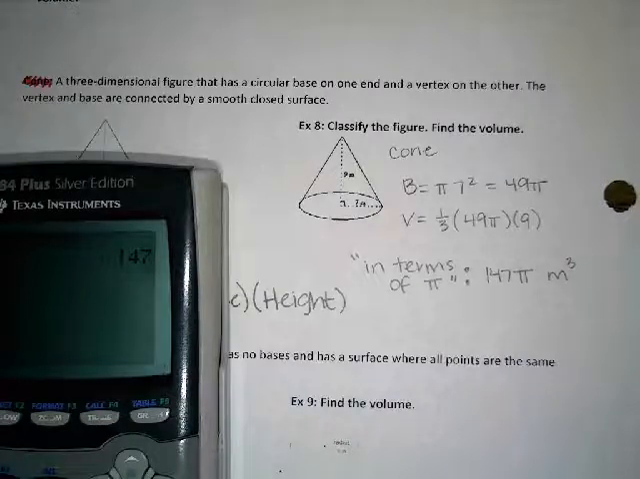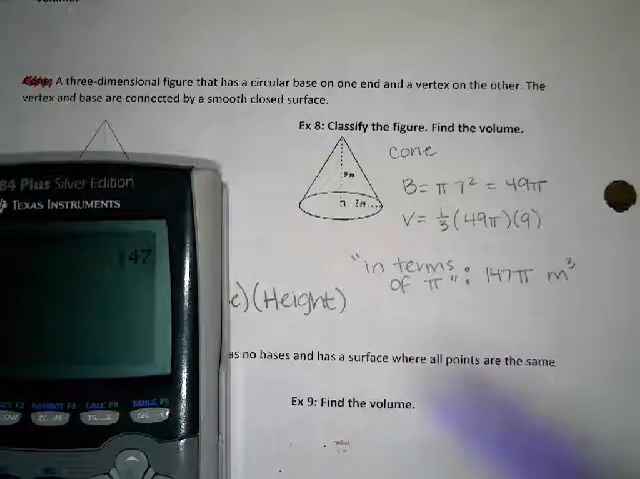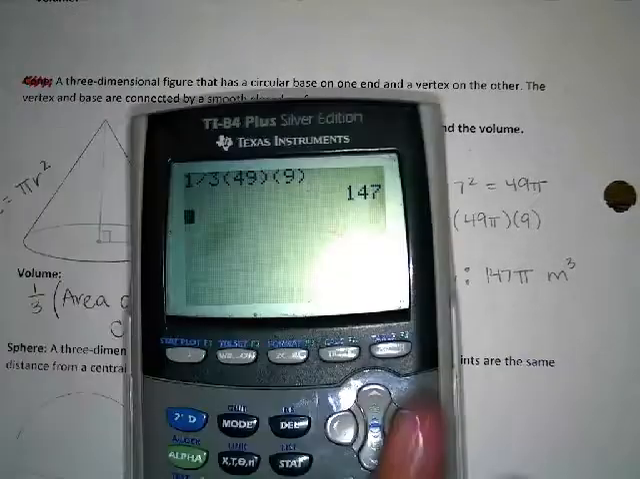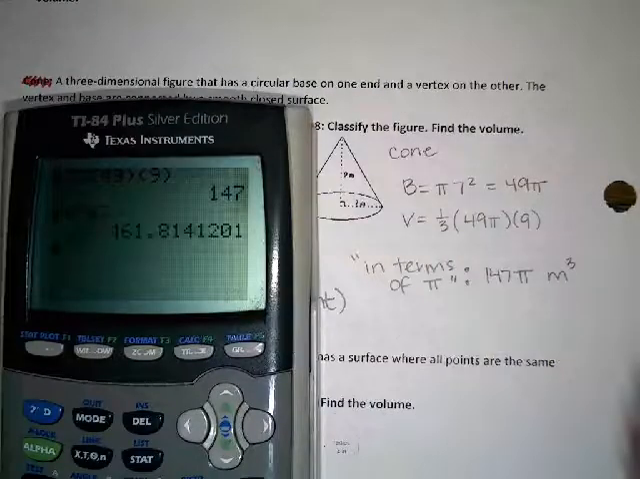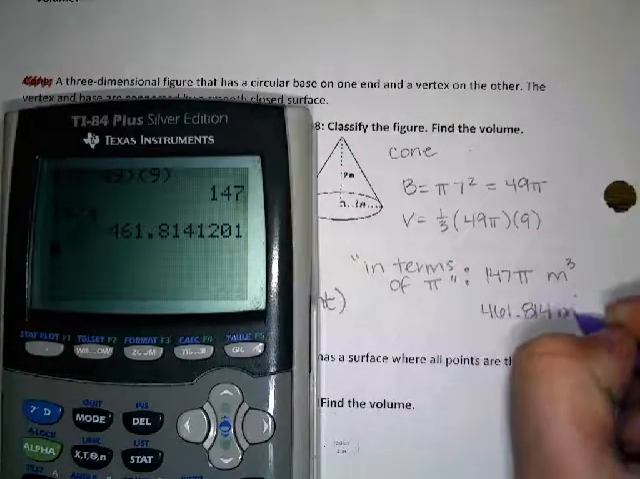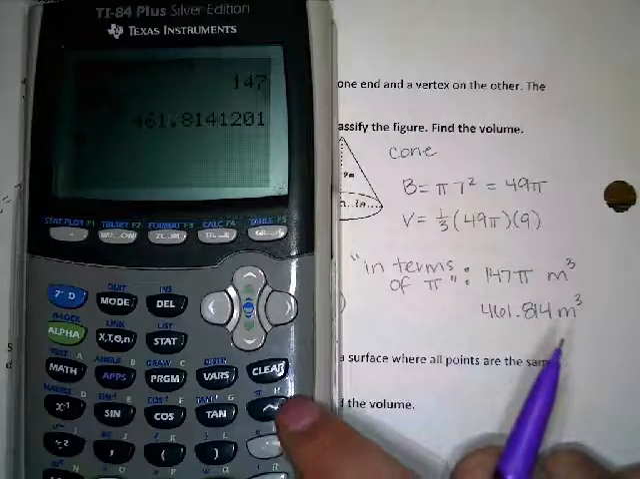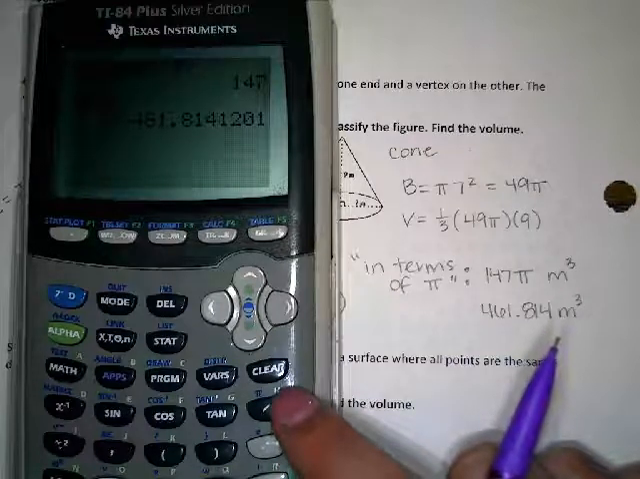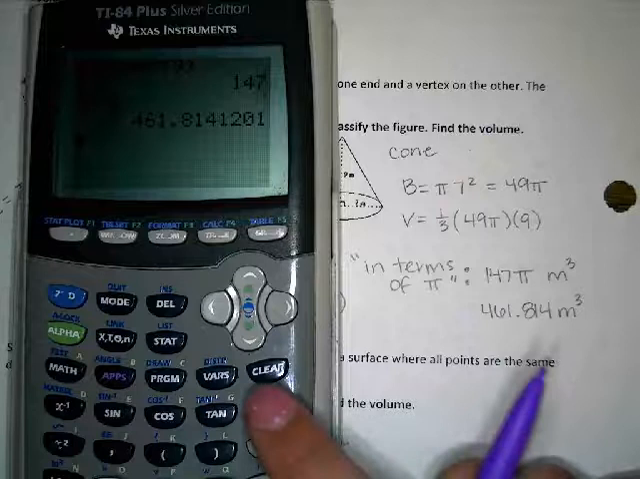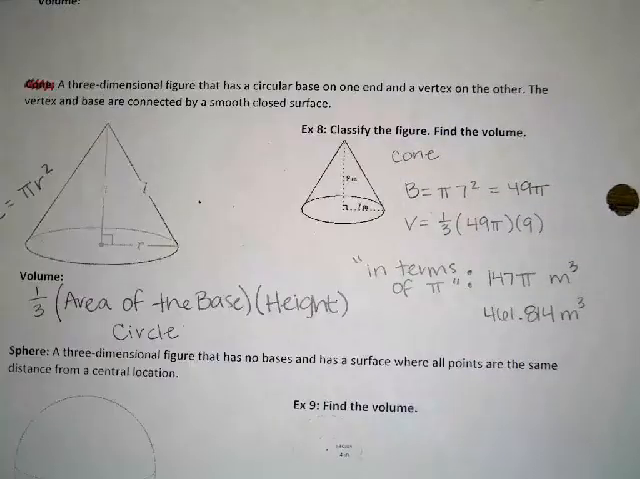Now, if we want the approximate answer, then we are not writing the answer in terms of pi. If I don't write the pi on my paper, then I plug the pi in my calculator. Okay? So I always do one or the other. So 147 pi, yes, 461.814 meters cubed. And if you want to type the pi into your calculator, it is second and then the caret button, the button you push to do an exponent. So second exponent. That's how we get the pi on the calculator screen. Okay, everyone good with that?